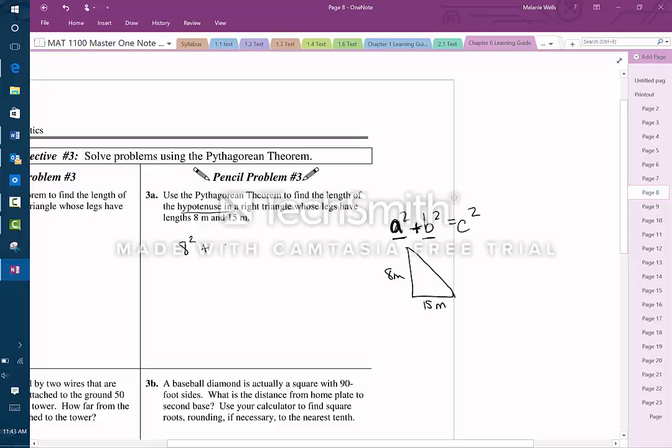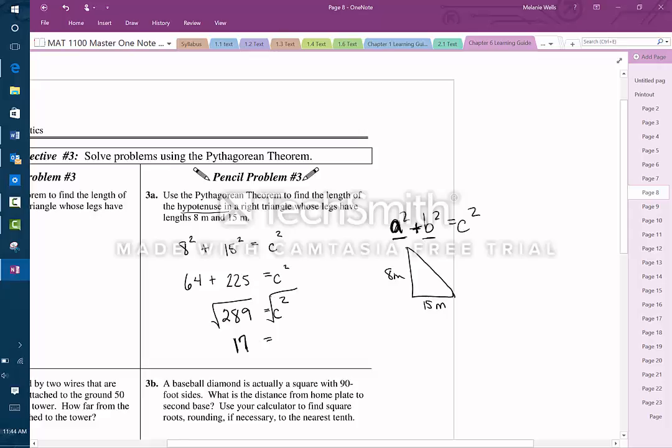8 squared plus 15 squared equals the hypotenuse squared. So 64 plus 225 is c squared. That would make 289 equal to c squared. Then to find what c is, I'm going to use something called the square root property, where I take the square root of each side. The square root of 289, which that button can be found on your calculator, if you type either the square root key and 289, or depending on your calculator you might have to do 289 and then the square root, but that's 17, since 17 times 17 is 289.